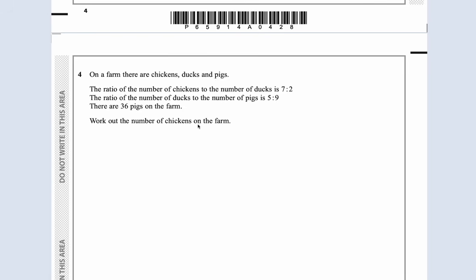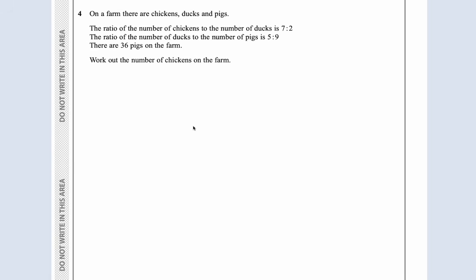Okay, question 4. On a farm there are chickens, ducks and pigs. The ratio of the number of chickens to the number of ducks is 7 to 2. Ducks to pigs is 5 to 9. There are 36 pigs on the farm. Work out the number of chickens on the farm, right? Because I always find these questions confusing.